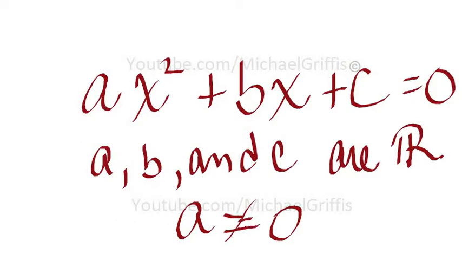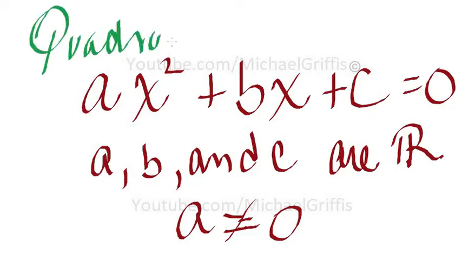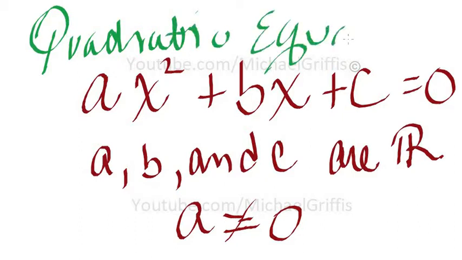This is known as a quadratic equation. Okay, a quadratic equation, it's written in standard form. Okay, this is the standard form where it's set equal to 0. Okay, that's all we're going to say about that.